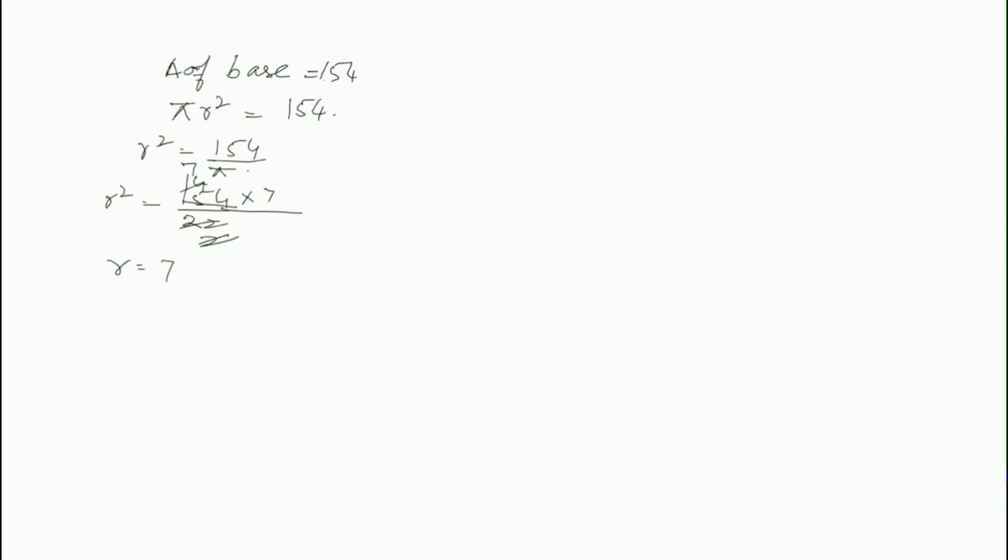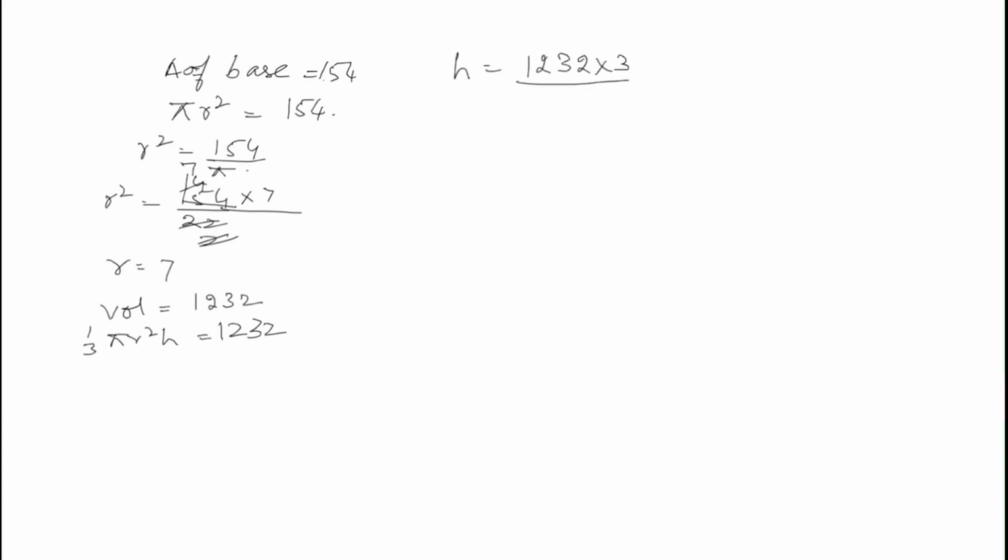Now they have given volume 1232. Volume equal to 1/3 pi r squared h is 1232. So h equal to 1232 into 3 divided by 22. The 7 will go up. Radius is 7 into 7. Is it correct? Yes, ma'am.